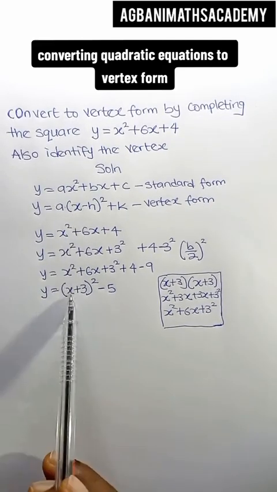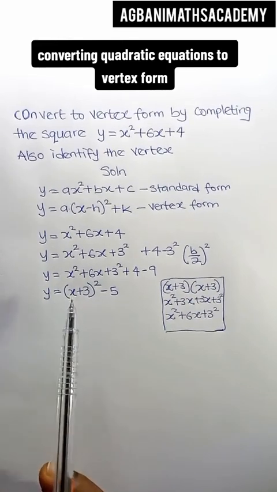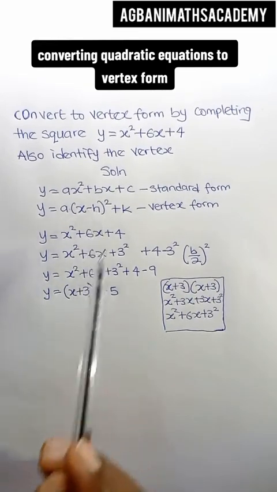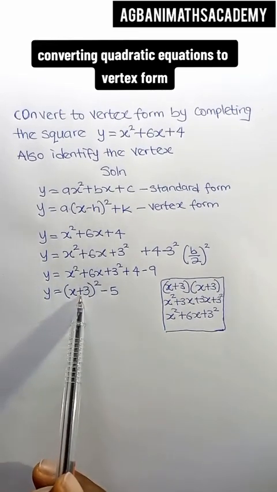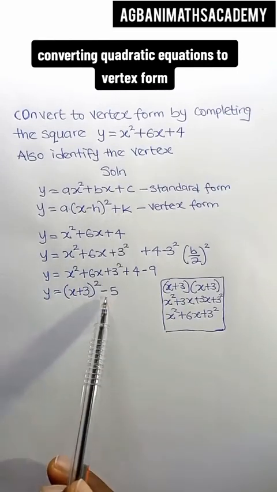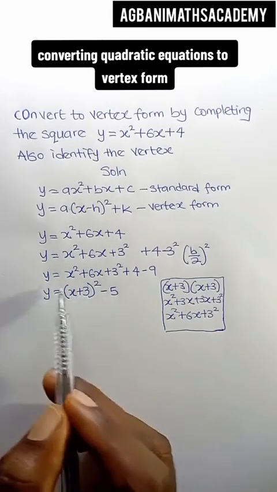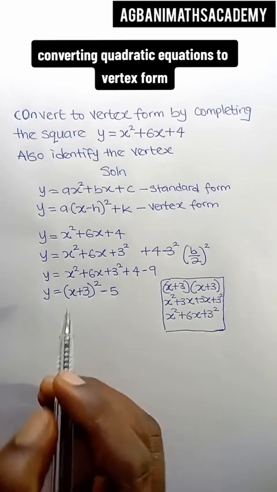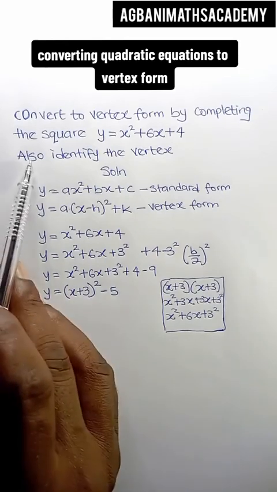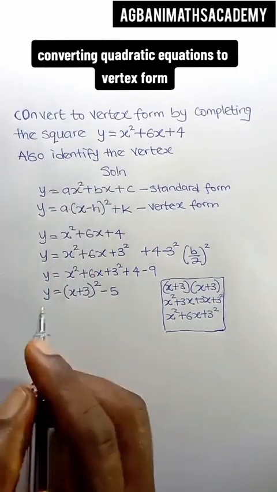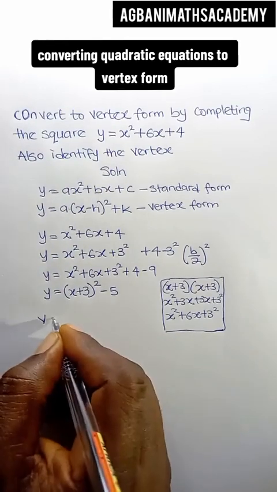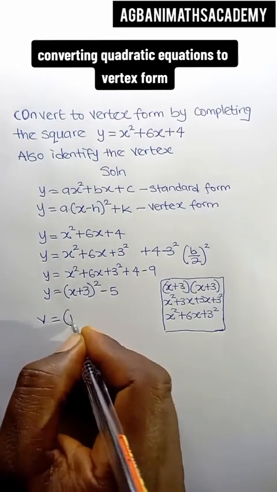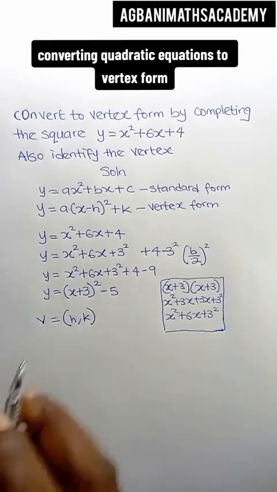Here we have x. You can see x here. Here we have minus h, and minus h is equal to plus 3. And here we have k. Our k is minus 5. So this is our quadratic equation in vertex form. Also, we are told to identify the vertex. So the vertex is equal to h comma k. Okay, that is the vertex.